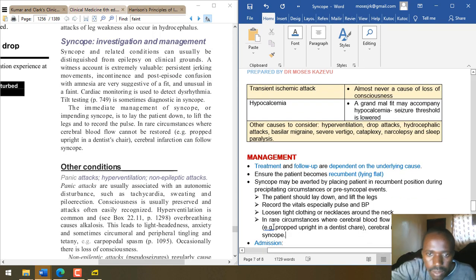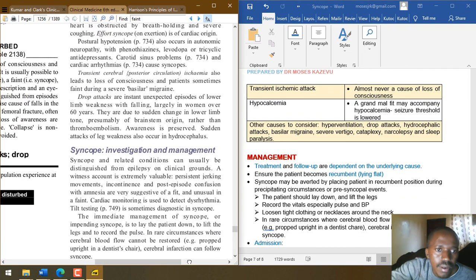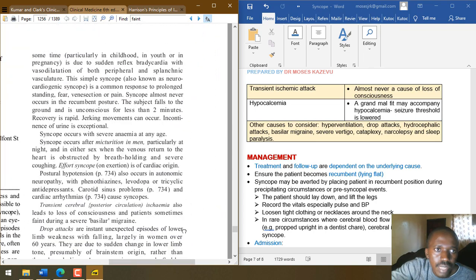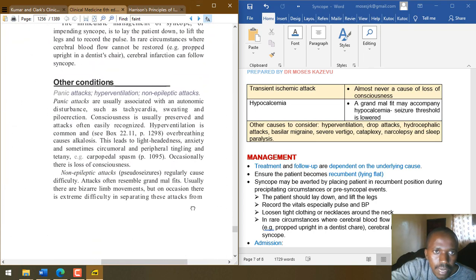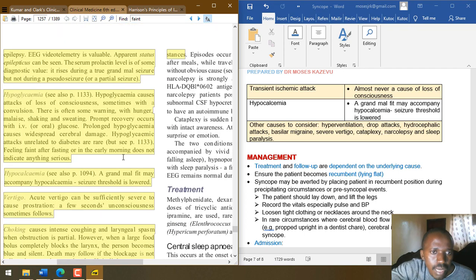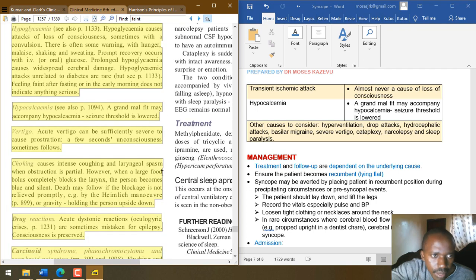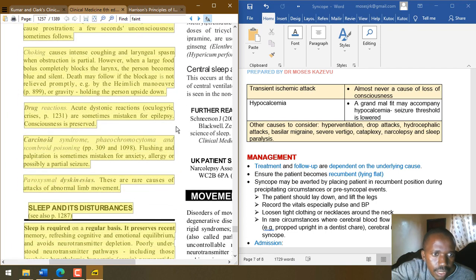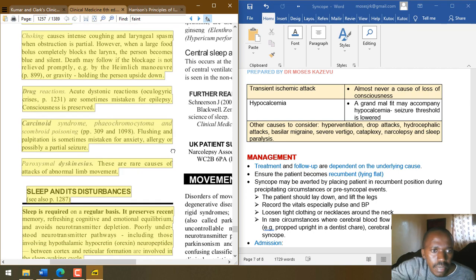So there are just other conditions that you should keep in mind. Panic attacks, I think we will read from Kumar and Clark. This seems very, very similar to what is in Kumar and Clark. Vertigo, choking. Okay, you're able to know if someone is choking. And paroxysmal dyskinesia, there will be abnormal movements. Okay, we can close this up.